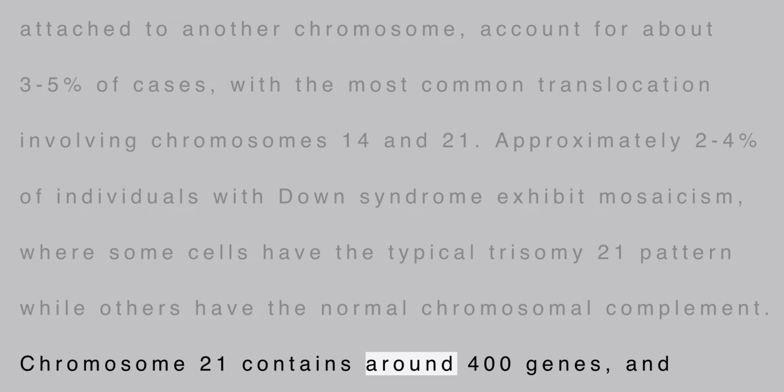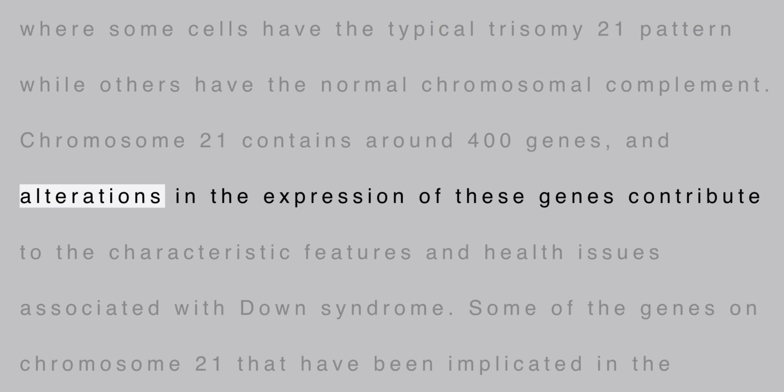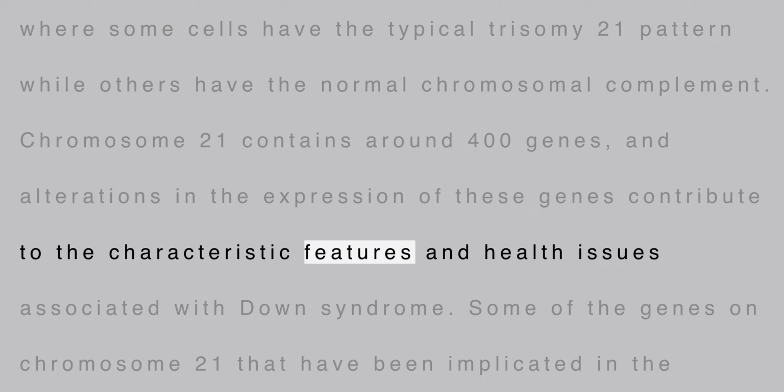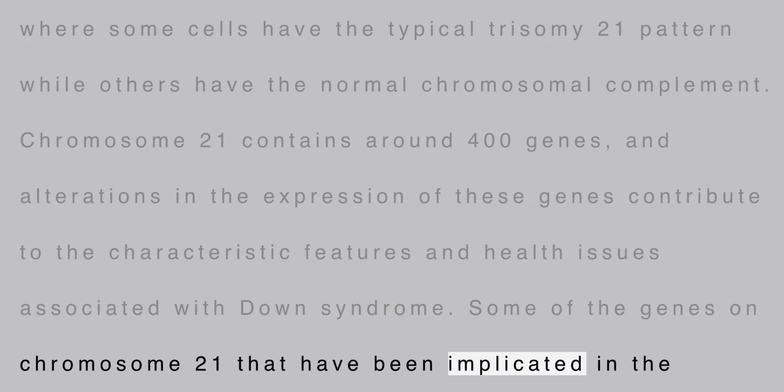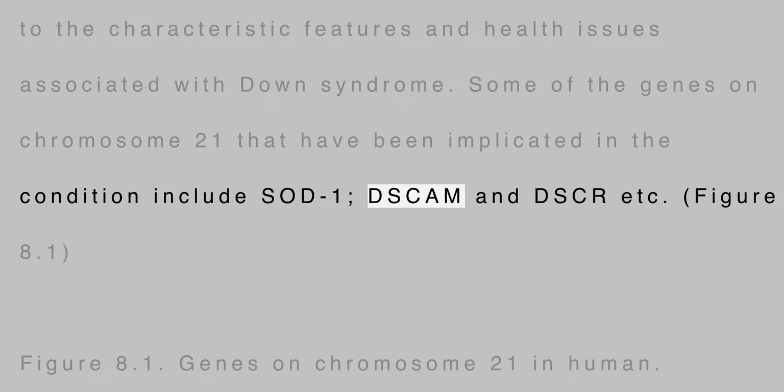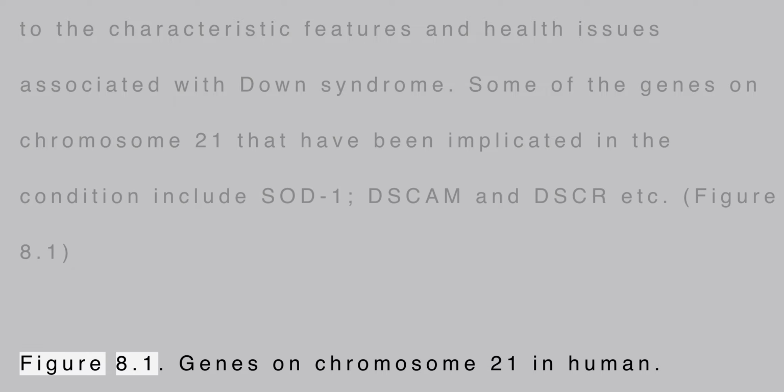Chromosome 21 contains around 400 genes, and alterations in the expression of these genes contribute to the characteristic features and health issues associated with Down syndrome. Some of the genes on chromosome 21 that have been implicated in the condition include SOD1, DSCAM and DYRK1A, etc. Figure 8.1. Genes on chromosome 21 in human.